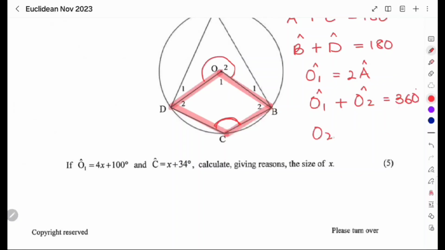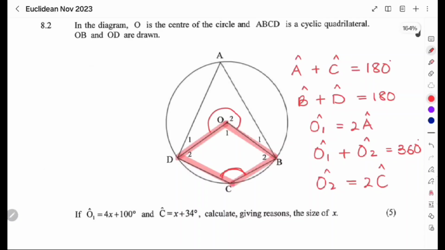So we know that O2 is equal to 2 times the angle C. So it is still the same theorem as previously proven, it's just a different representation of it. Now that we've identified all the different theorems within the figure, let us have a look at the question.